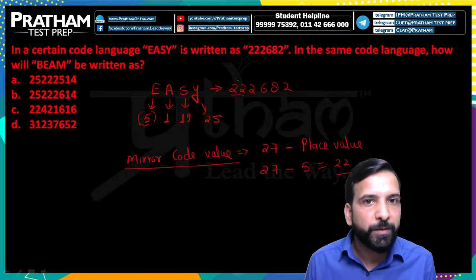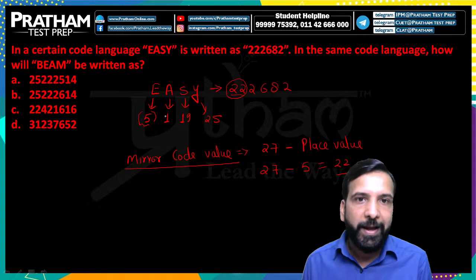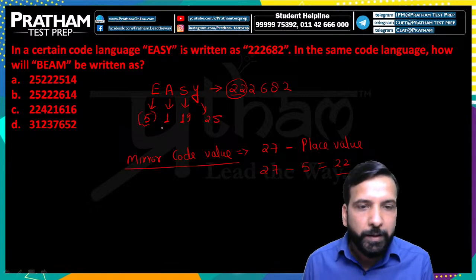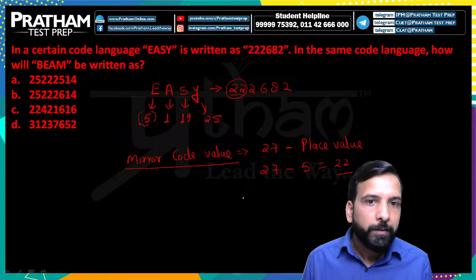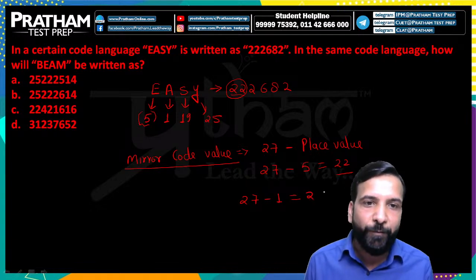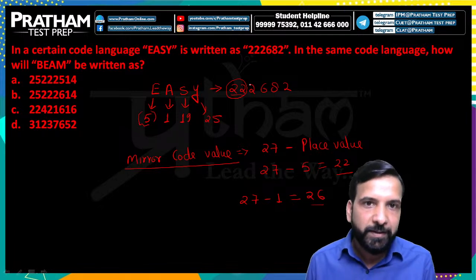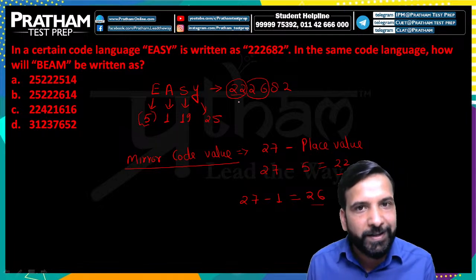Yes, now मेरा answer match हो गया. Here very first number is 22. Now A's place value is 1. Then what is mirror code value of A? Nothing but 27 minus the place value of A, that is 1. So 26. Correct. Second value is 26.